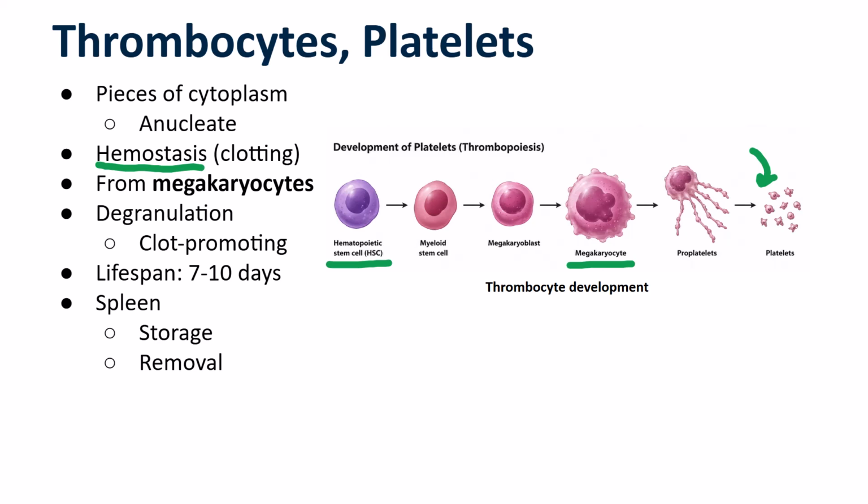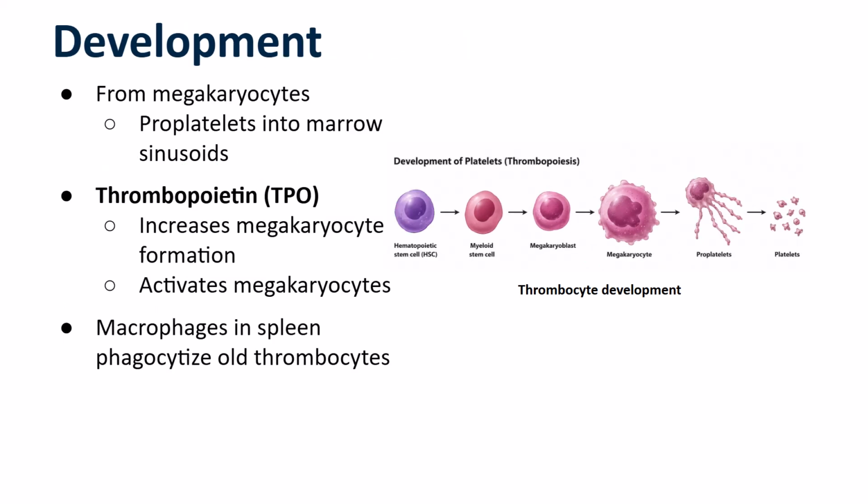The development of thrombocytes is fairly interesting. So we start with the pluripotent hematopoietic stem cell. And then, as you know, there are two pathways. They could either go to the lymphoid stem cells or myeloid stem cells. For platelets, we follow the myeloid pathway. These become megakaryoblasts, which differentiate into megakaryocytes. The megakaryocytes then transform into proplatelets, which then shed little bits of themselves as platelets.